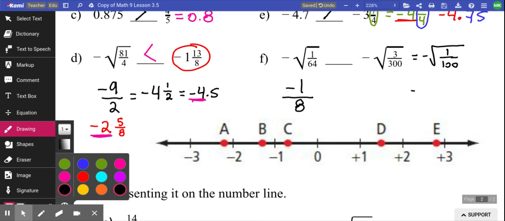The square root of 1 is 1. The square root of 100 is 10. And now I can compare those two things. Negative 1/8 has gone further to the left than negative 1/10. Therefore, negative 1/10 is the bigger number. If you did it as a decimal, it's negative 0.125 versus negative 0.1.